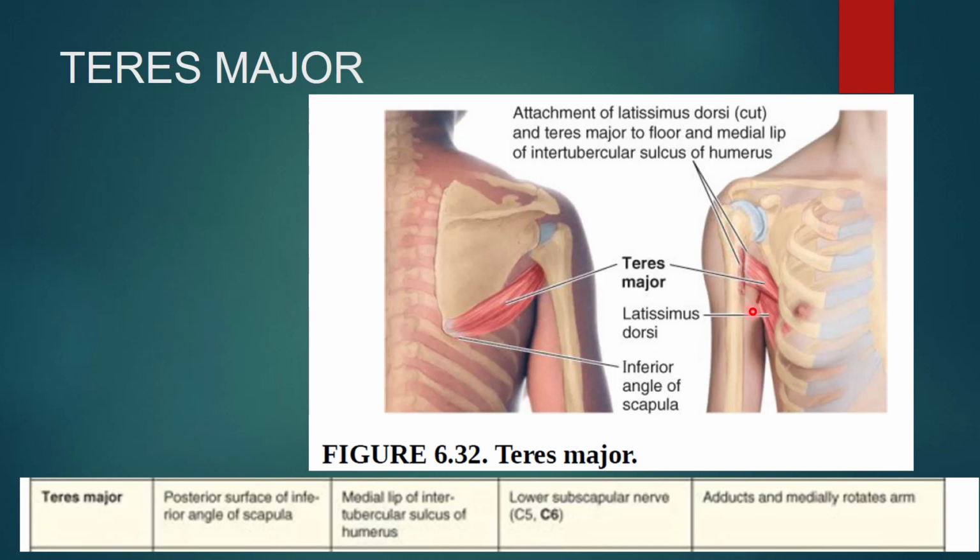Okay, there are two majors, pectoralis major and teres major, and in between is the latissimus dorsi. What is the nerve which is supplying teres major? It is the lower subscapular nerve. It is adducting and medially rotating the arm. Teres minor was laterally rotating the arm. This one is medially rotating the arm. Deltoid was abducting, supraspinatus was abducting, but teres major is adducting the arm.